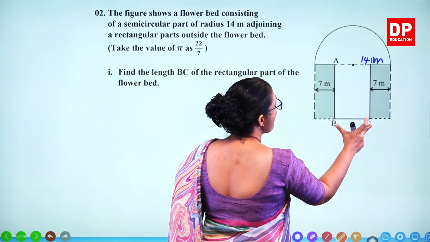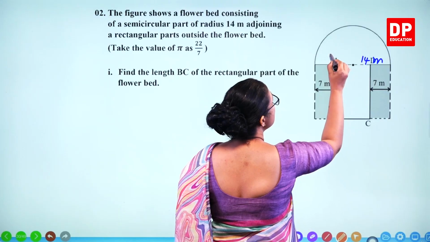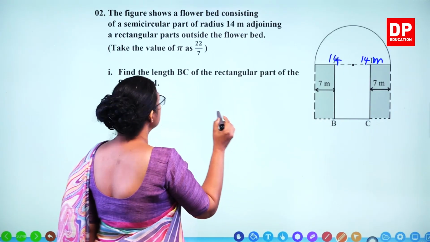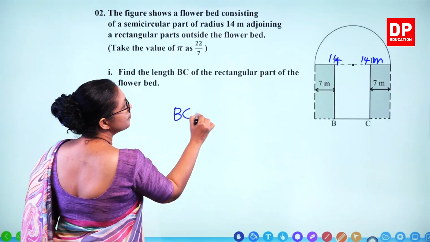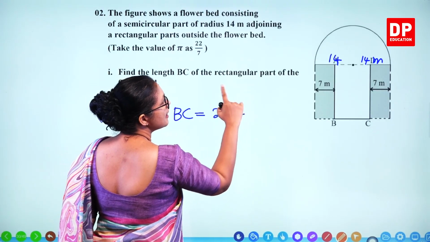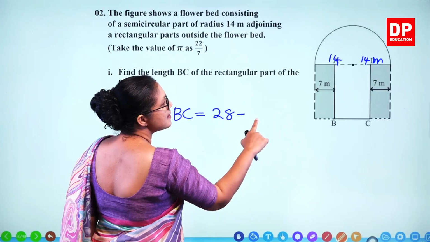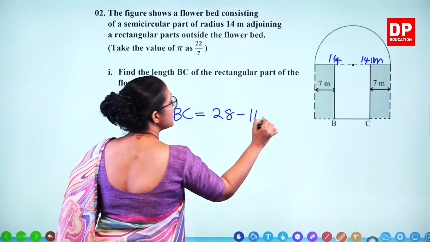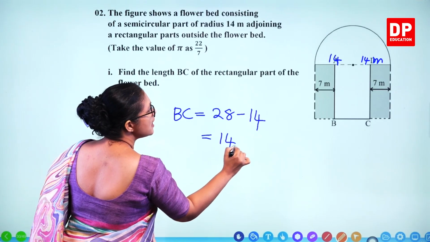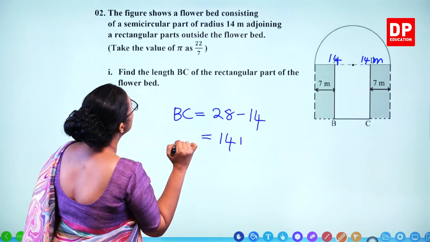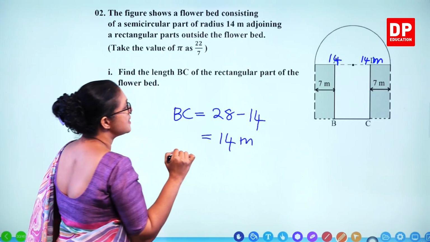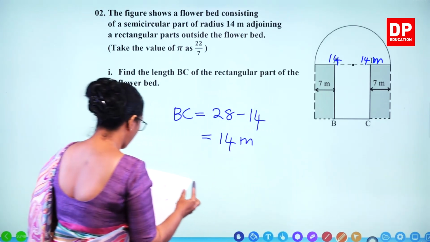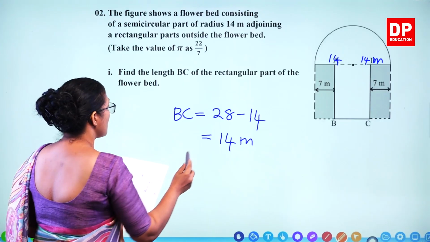This length. We know this is 14, this is 14, and 7 is there. So what is the BC length? 28 is the total length. You subtract 7 and 7, 14. So you get 14 meters as the BC length. 1 mark.